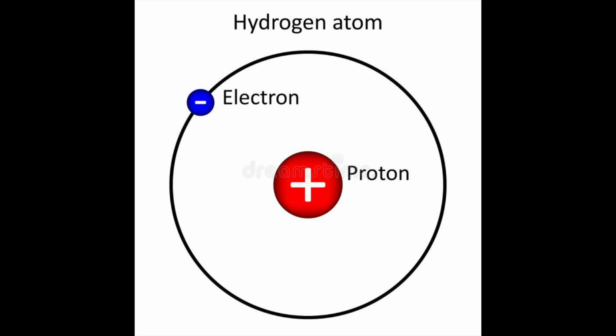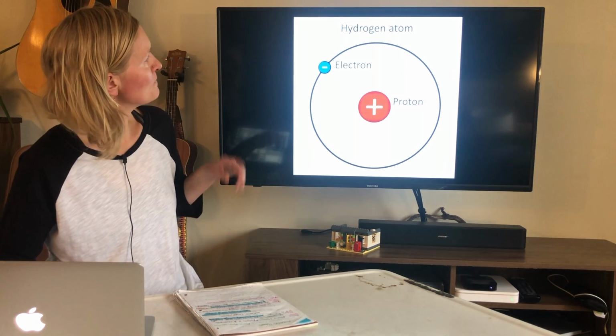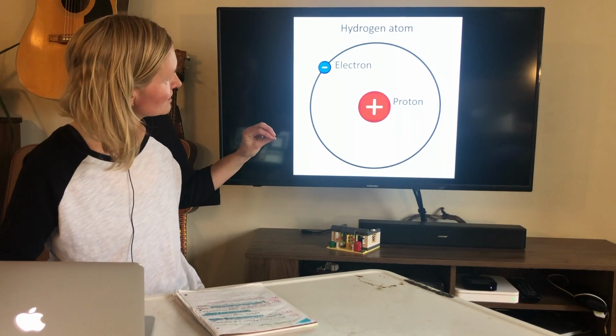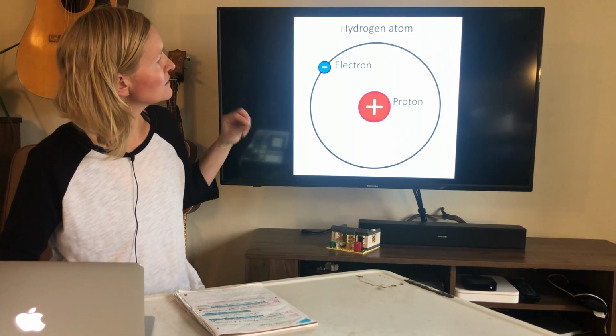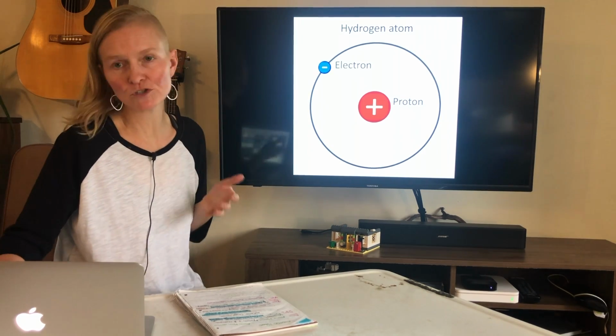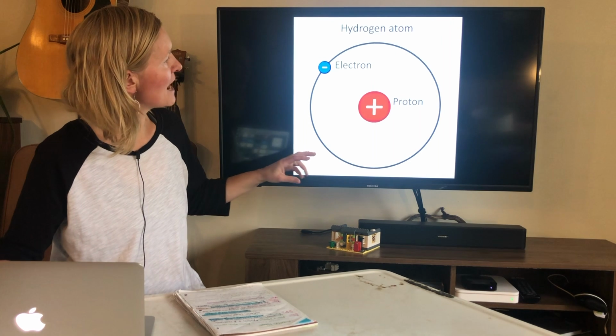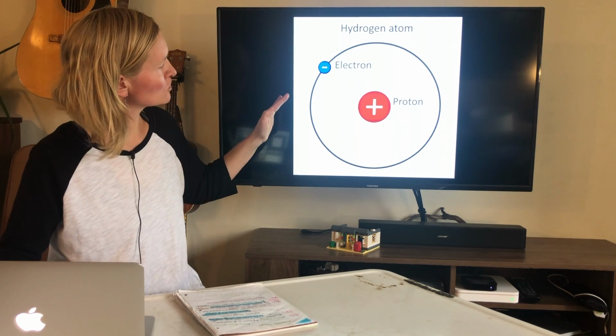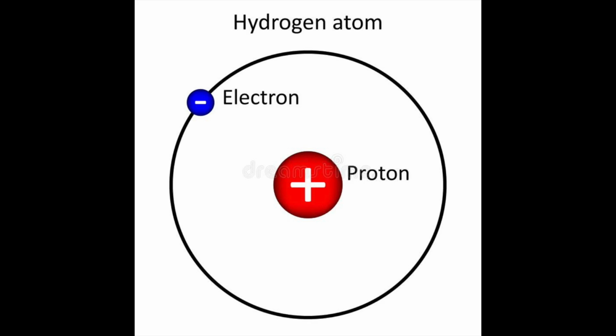I just want to talk about hydrogen, and we want to show that hydrogen is a special atom because it's the only atom that does not have any neutrons. So the hydrogen atom has 1 proton and 1 electron and 0 neutrons.